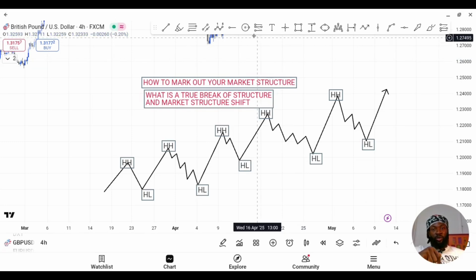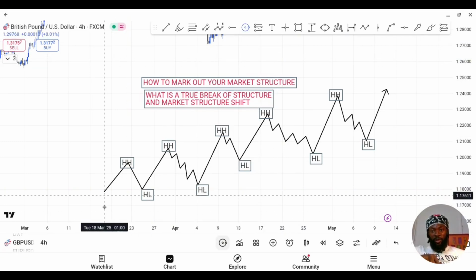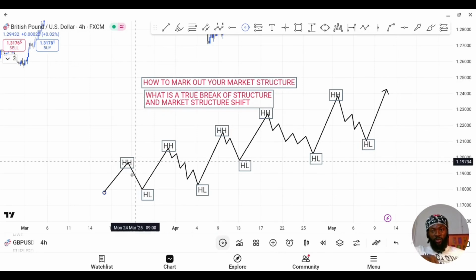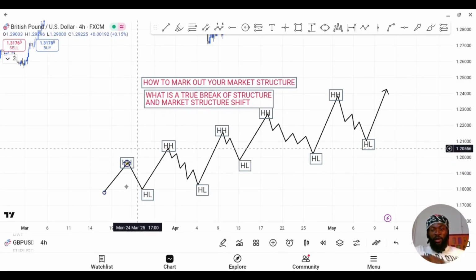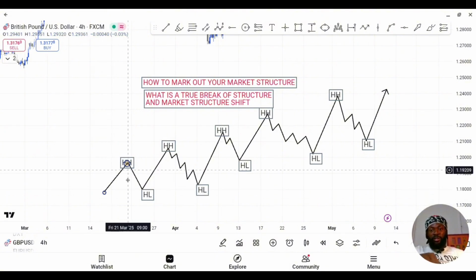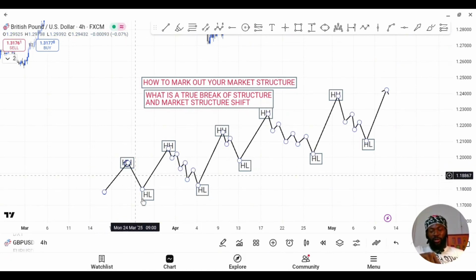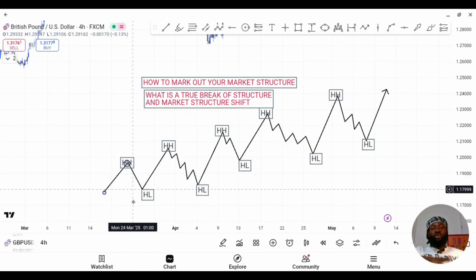Get it? So let's say the market moves from this point to this point here. This is the impulse move the market just did, and this is the pullback. You see, how do you know a trending market, and how do you know a break of structure? Let's mark this.